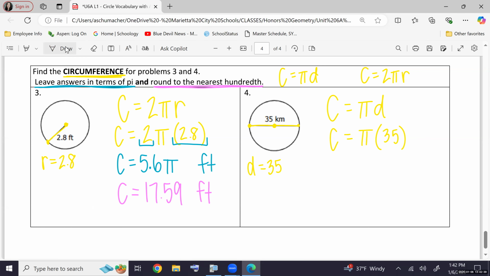We need to find our answer in terms of pi, our exact answer. So we're going to multiply anything together that is not the pi. Well, if you notice, it's just pi times 35. We do not have anything to multiply the 35 with. So that means this is just going to be 35 pi. That is the exact answer for the circumference, 35 pi kilometers. There's nothing to multiply the 35 by, so it's just 35 pi.